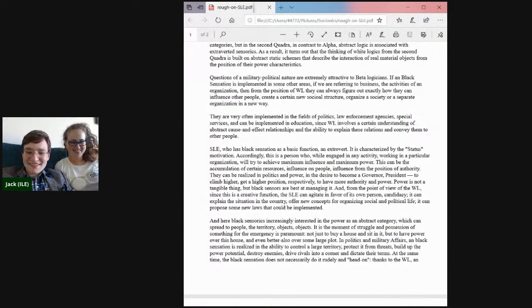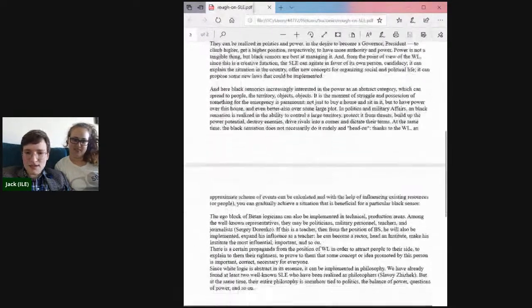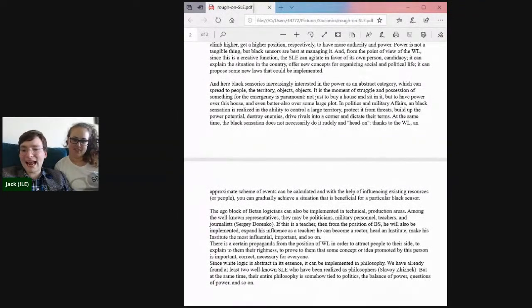Okay. And it can also compose some new laws which should be implemented. And here, Black sensorics increasingly are interested in the power as an abstract category, which can spread to people, the territory, objects. It is the moment of struggle, and possession of something for the emergency is paramount. So acting in emergencies.